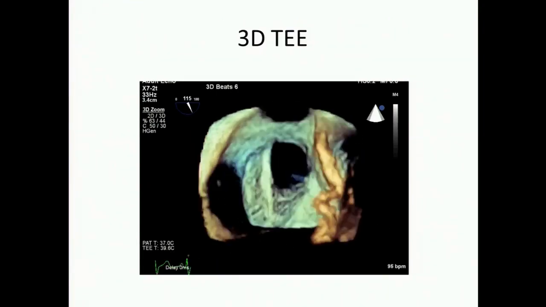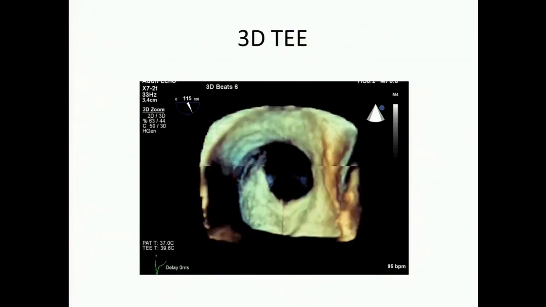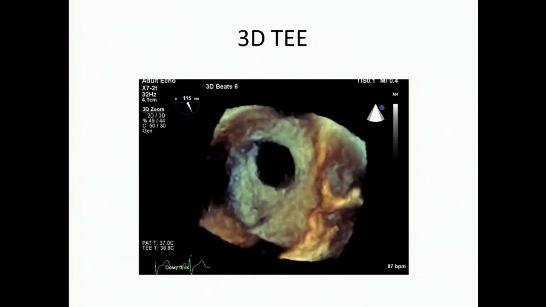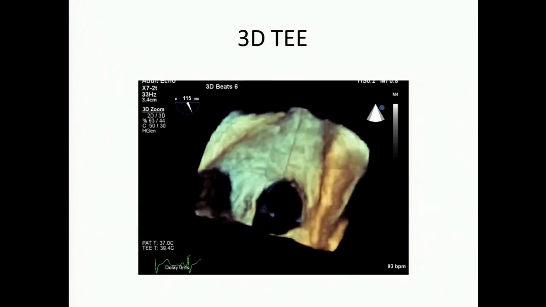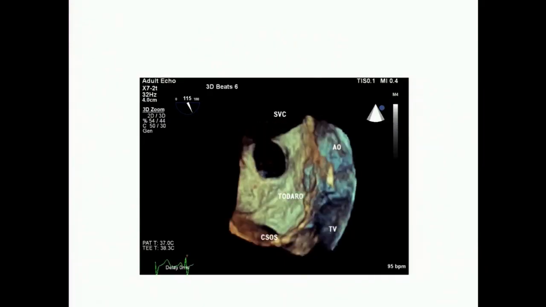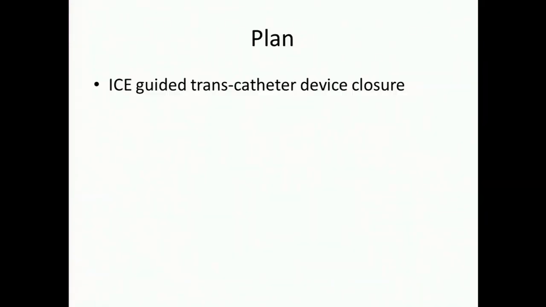This is another 3D transesophageal echocardiography with full volume acquisition showing the atrial septal defect. The maximal measurement of the ASD that was got was 22 millimeters in the bicaval view. Plan is intracardiac echocardiography guided transcatheter device closure. Thank you.